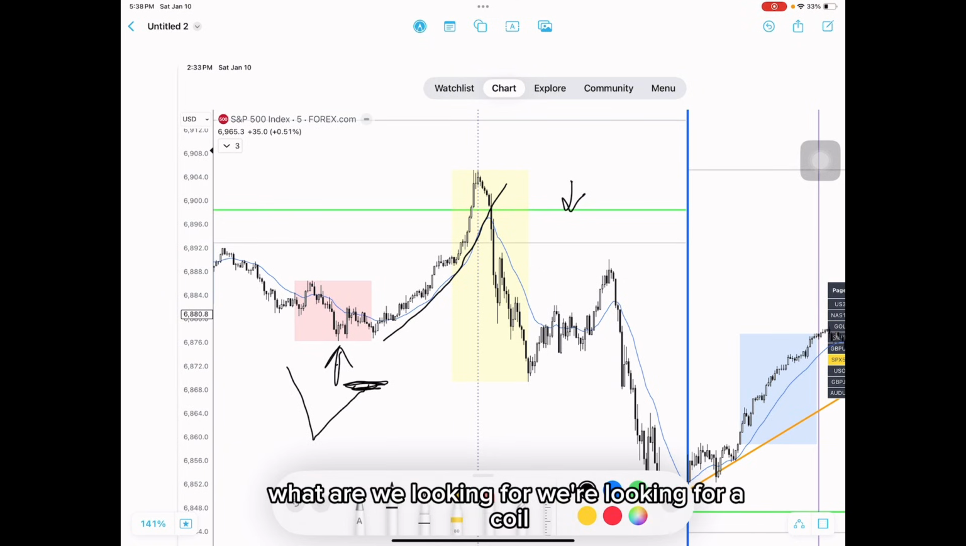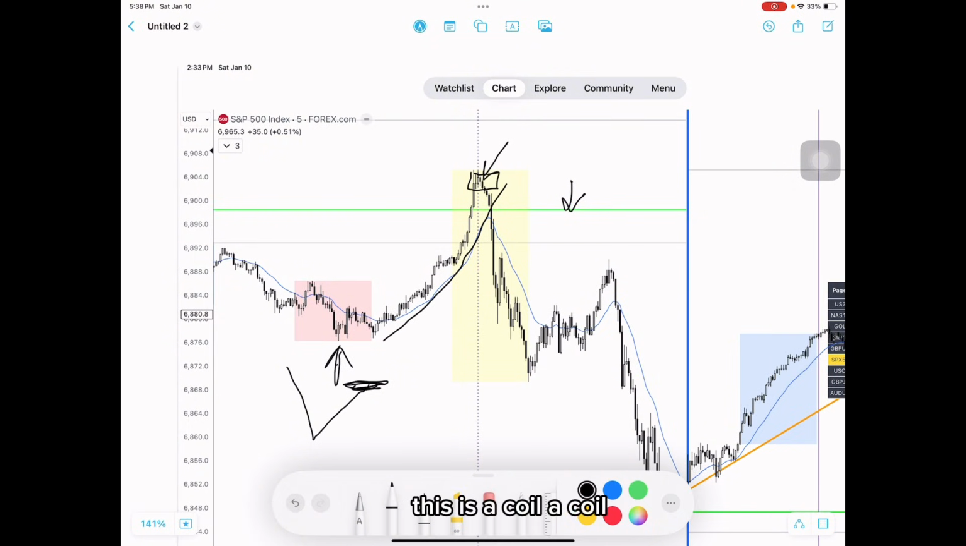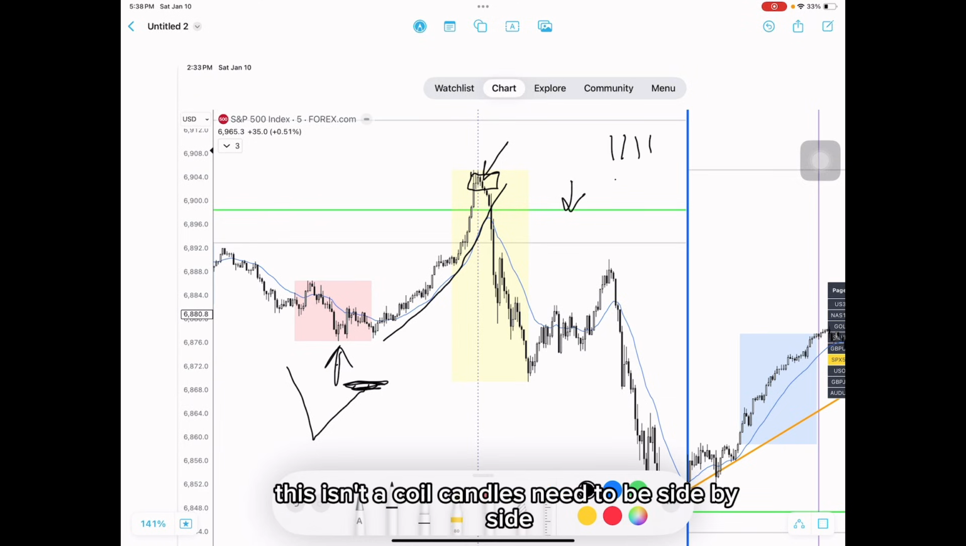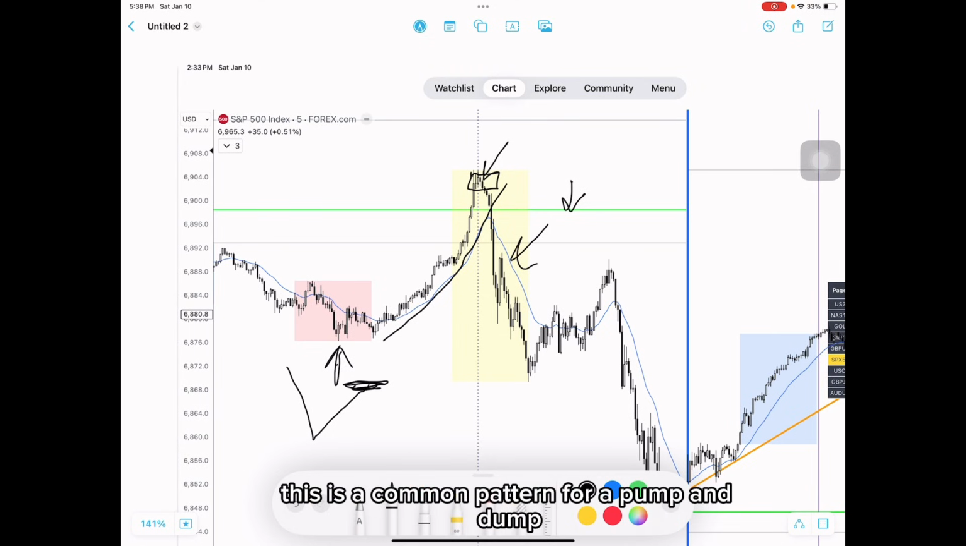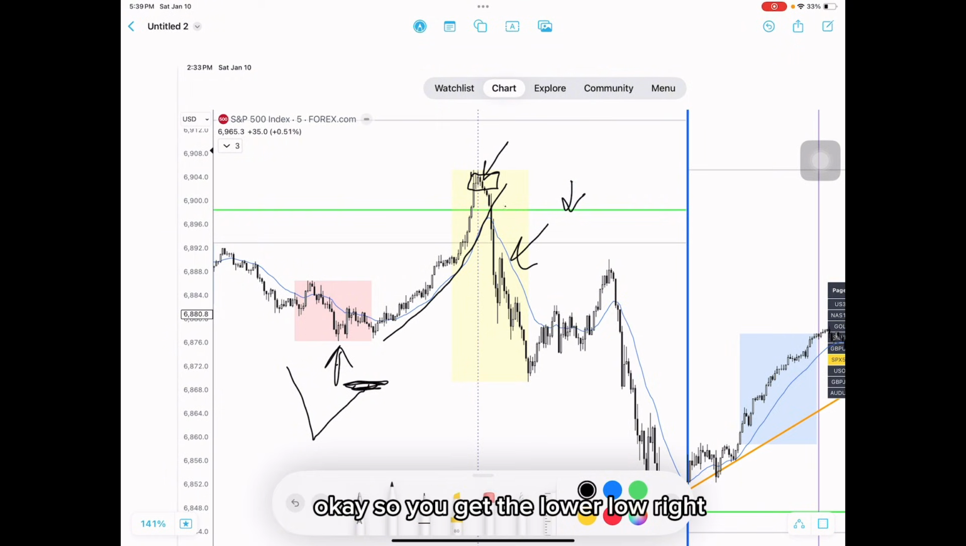What are we looking for? We're looking for a coil. This is a coil. A coil, candles need to be side by side. This isn't a coil. Candles need to be side by side, okay? So that's what we're looking for, the coil. After we get the coil, what does it do? We are now on the backside. It dumps, okay? This is a common pattern for a pump and dump, okay?